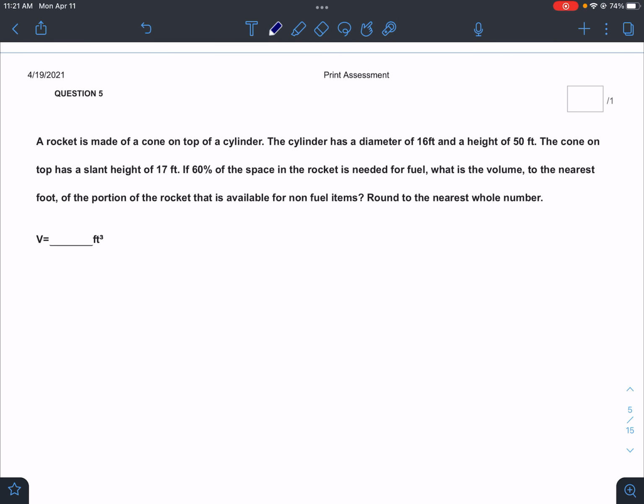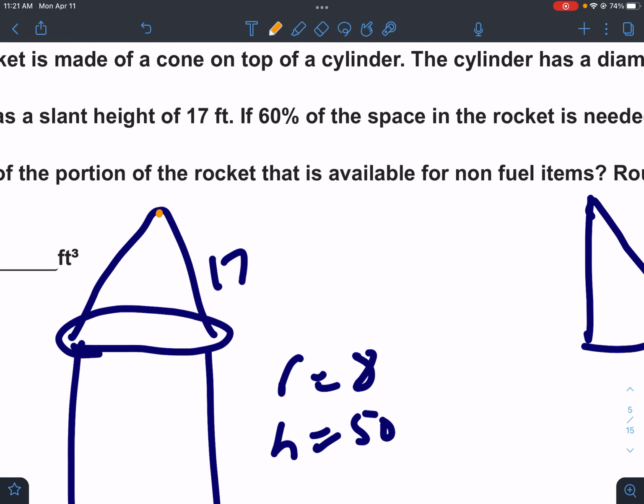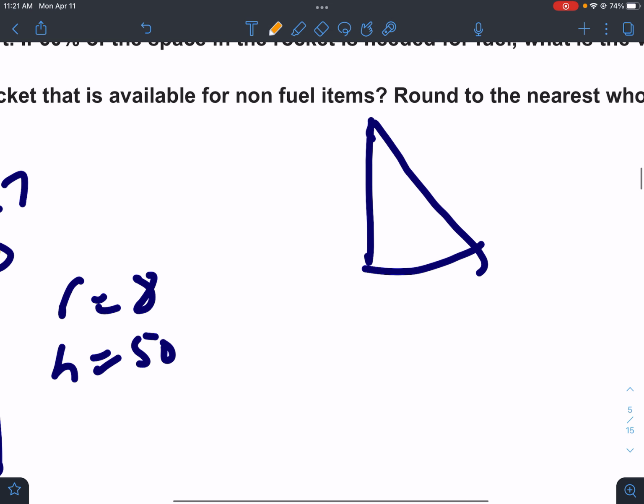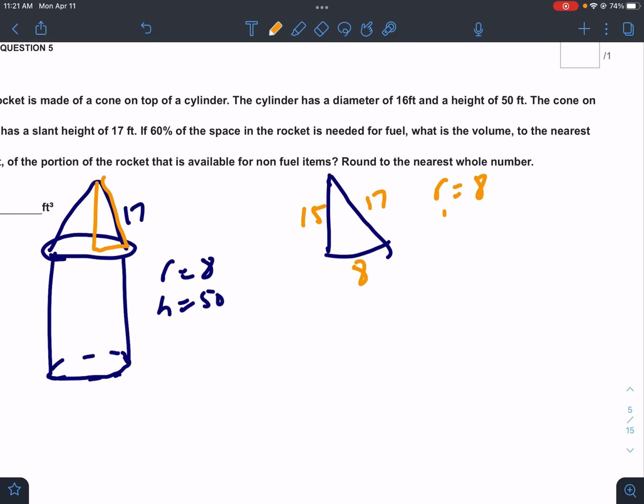A rocket is made of a cone on top of a cylinder. The cylinder has a diameter of 16, so talking about a cylinder, the radius again would be 8. The height would be 50. The cone has a slant height of 17, so there's a cone with a slant height of 17. So we need this right triangle. We have the slant height is 17, we have the radius is 8, that's a triple, so the height would be 15. So for the cone, the radius is 8 and the height is 15.